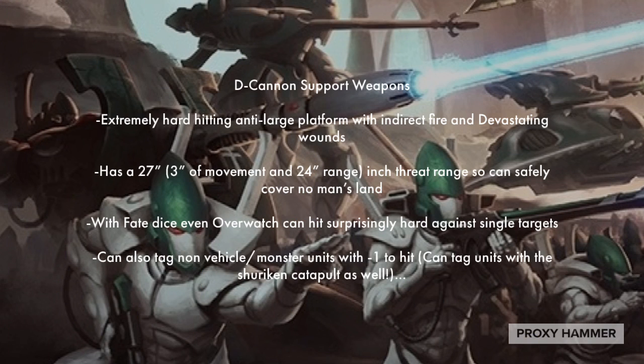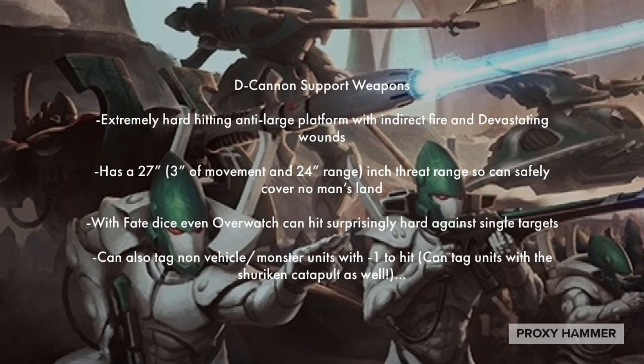All right, now here is the unit that probably most of you think about when you think about area denial, and that is the D-Cannon support weapon. So this is an extremely hard-hitting anti-large platform with indirect fire and devastating wounds, so that means it can also take out infantry if it needs to, but probably more high-value infantry, right? Light infantry it's not so good against. It has a 27-inch threat range, which includes its 3 inches of movement and 24-inch range. So it can safely cover no man's land pretty easily.